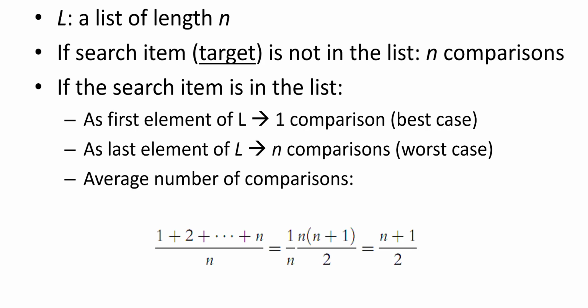Suppose that the search item is in the list. Then the number of key comparisons actually depends on where in the list the search item is located. If the search item is the first element of L, we make only one key comparison. Lucky us, right? This is the best case. On the other hand, if the search item is the last element in the list, the algorithm makes n comparisons and that is the worst case again.